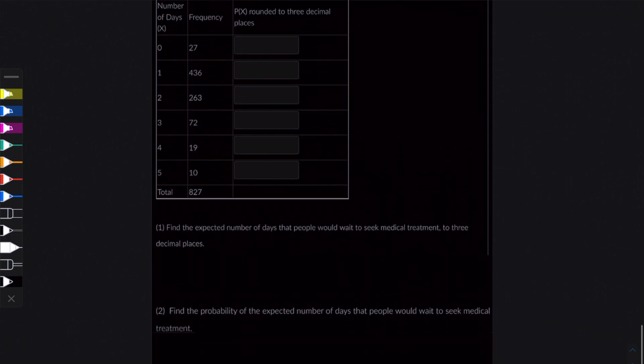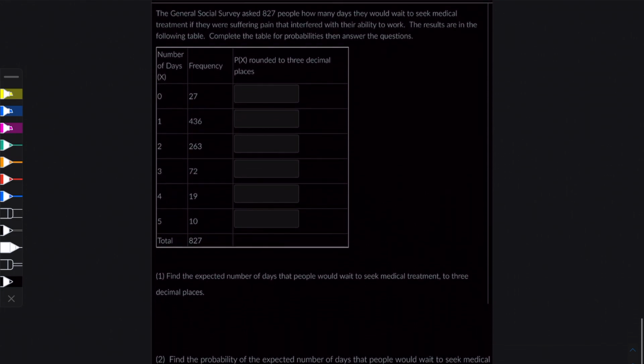Okay, for this last problem, we are told that the General Social Survey asked 827 people how many days they would wait to seek medical treatment if they were suffering pain that interfered with their ability to work. The results are in the following table. Complete the table for probabilities, then answer the question. So for this one, it doesn't tell us the probabilities of each of these outcomes happening. It just gives us the frequency of each.